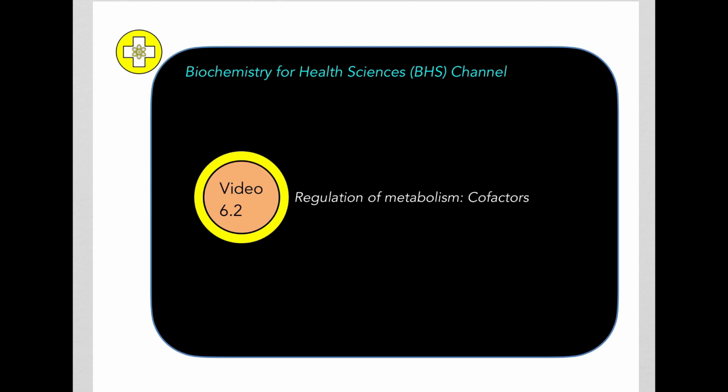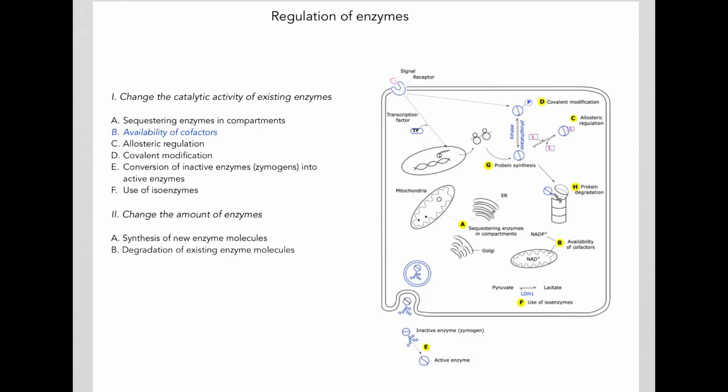In today's video, we shall continue discussing how our cells regulate metabolism, and we will look at the availability of cofactors as a way to regulate metabolism. As discussed in the previous videos, we could change metabolism in the cell either by changing, for example, the function of existing enzymes or the amount of the enzymes present in a cell.